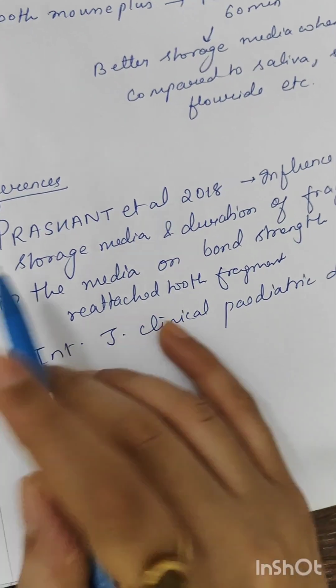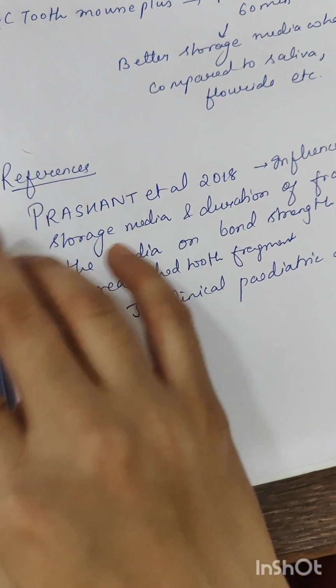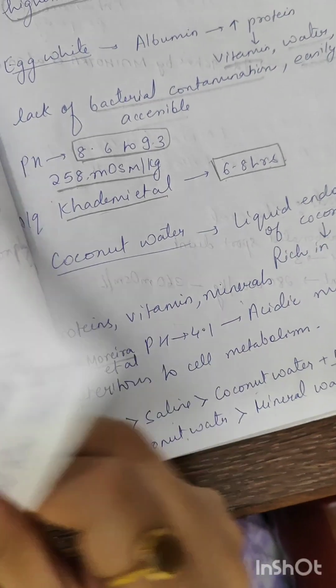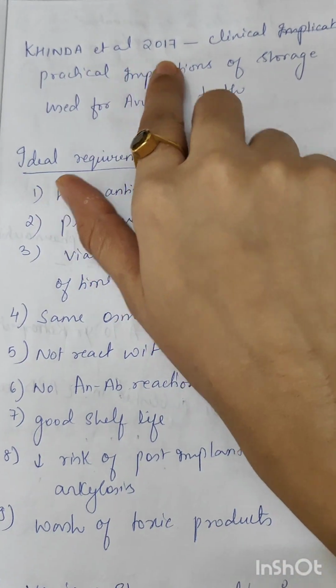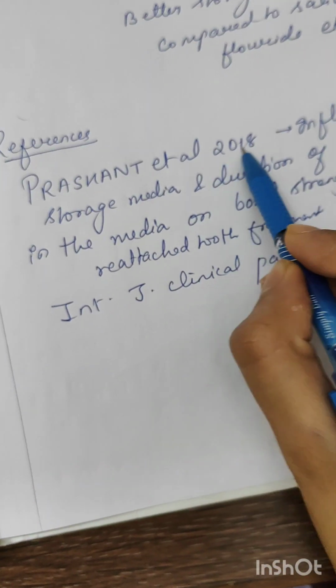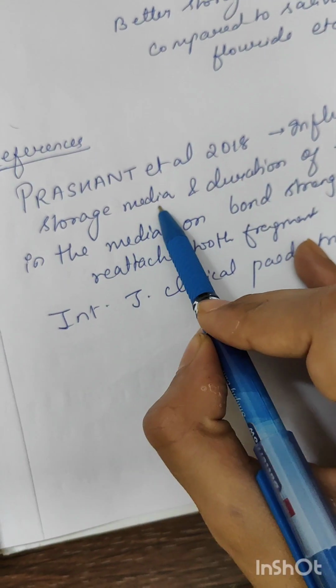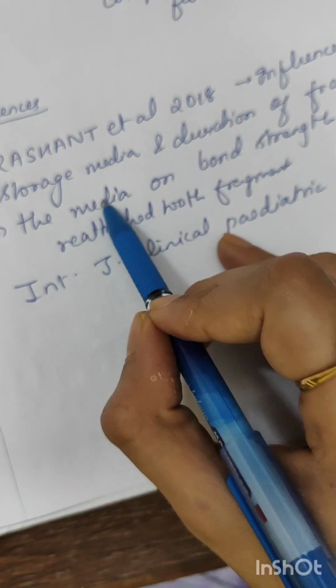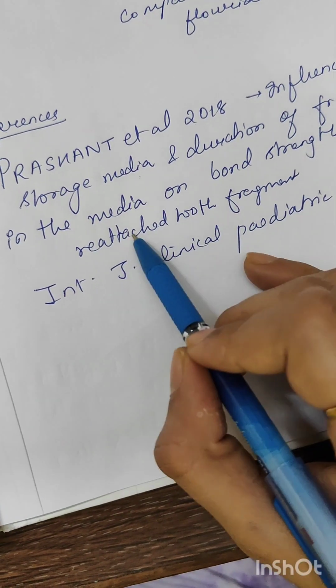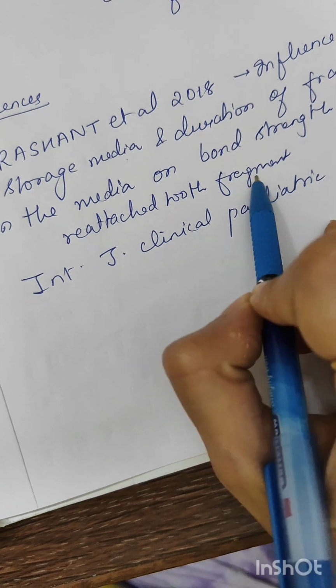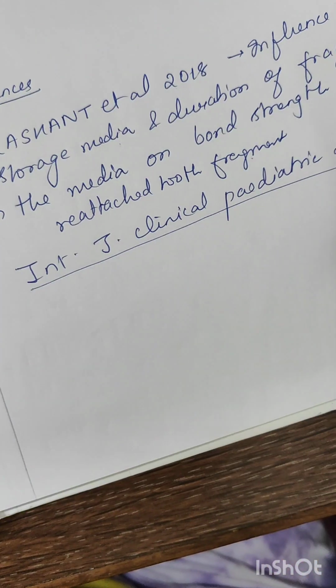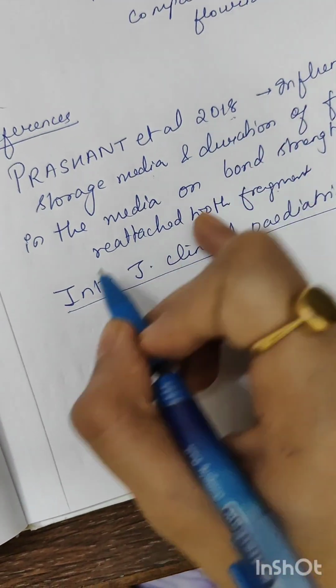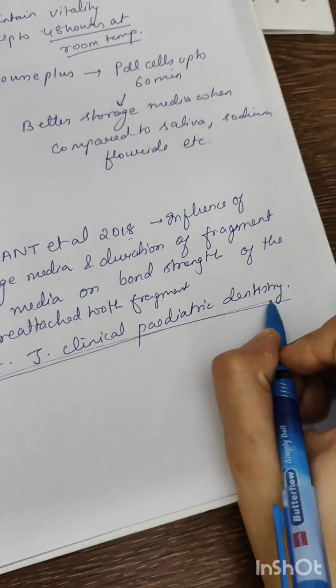The references I have taken are from Kinda et al. 2017 and Prashant et al. 2018, on the influence of storage media and duration of fragment in the media on bond strength of the reattached tooth fragment, from the Indian Journal of Clinical Pediatric Dentistry.